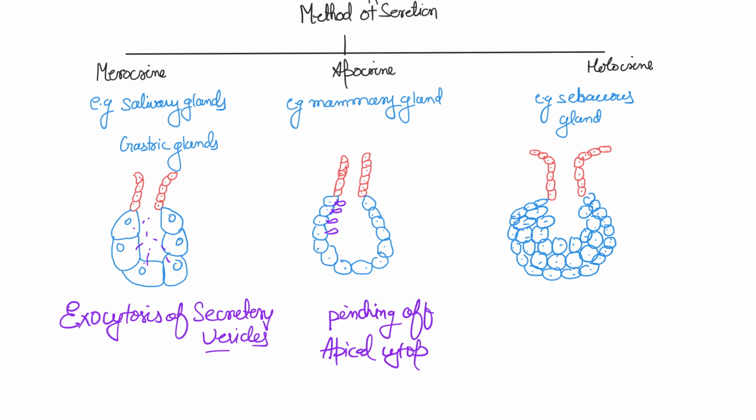Now the most interesting one is the holocrine gland. As the name itself tells you, holo means whole. So in here, the entire cell will disintegrate, right? And hence their secretion in their cytoplasm would be released into the surroundings. So you can eventually observe these cells breaking down and giving out the secretion, right?